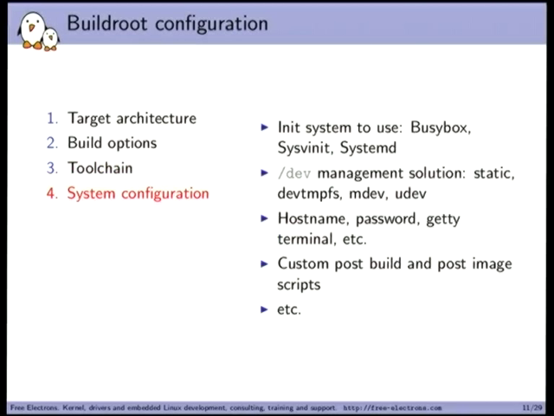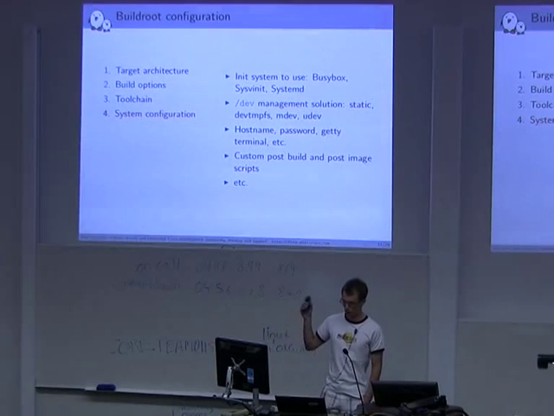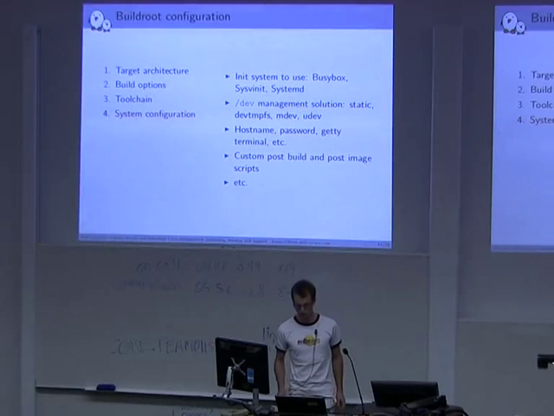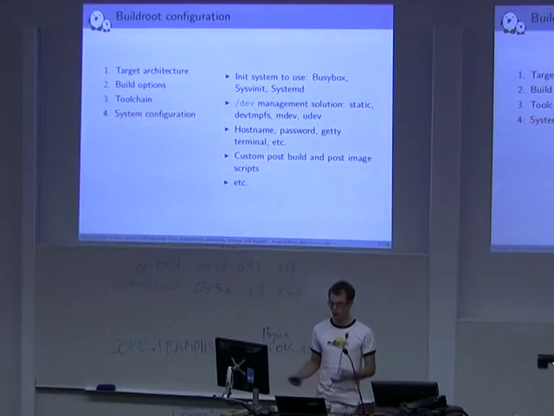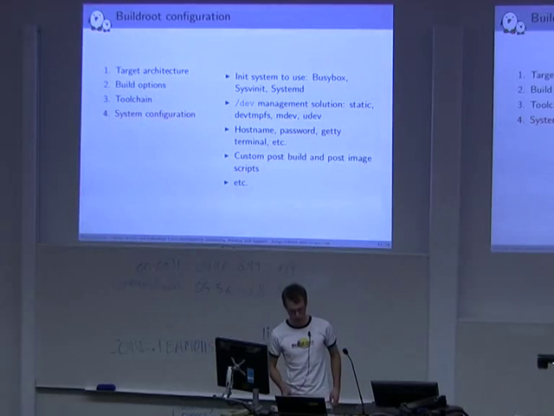Then you have a way of doing some system-wide configuration, like which init system you want to use, whether you want to use BusyBox as the init system, which is the default because that's very small, or if you want to use systemd or a more traditional System V init. You can select how you want to handle /dev, like whether you want to use udev or devtmpfs. There are various solutions and other system-wide configuration options, like what the root password is and whether you want a shell to run on some serial port and so on.